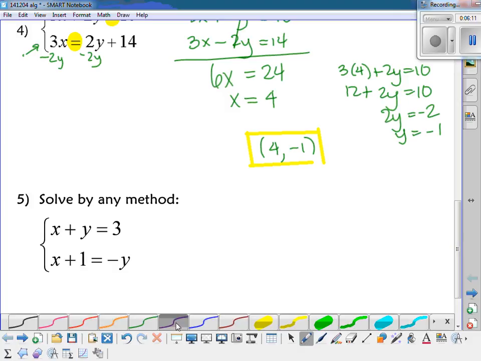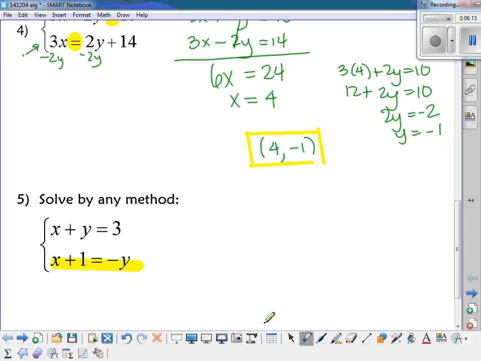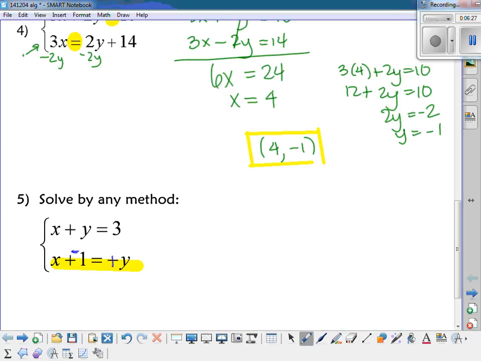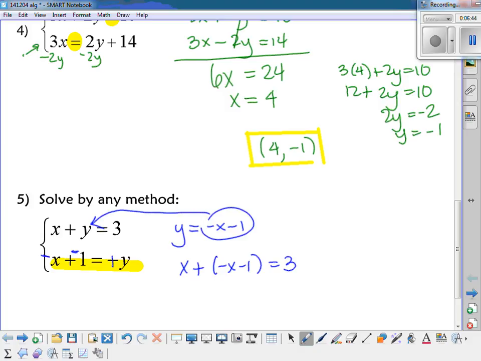I've almost got the y alone on this one, right? What do I have to do to make it completely alone? How do I get rid of that negative sign? Multiply everything by negative 1? Yeah, that'll work. Okay, so this becomes positive, this becomes negative, and this becomes negative. So y is equal to negative x minus 1. And then I'm going to plug that into my x plus y. So now instead of y, I'm going to write negative x minus 1 equals 3. I plug this in for y into the other equation.